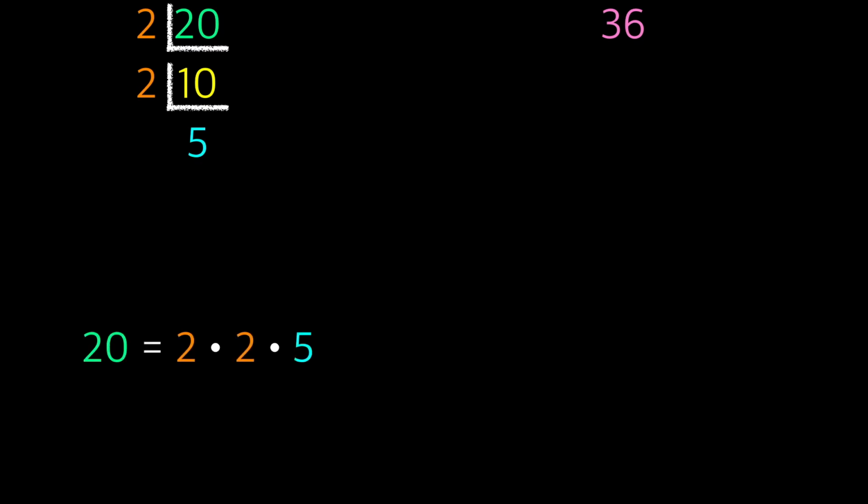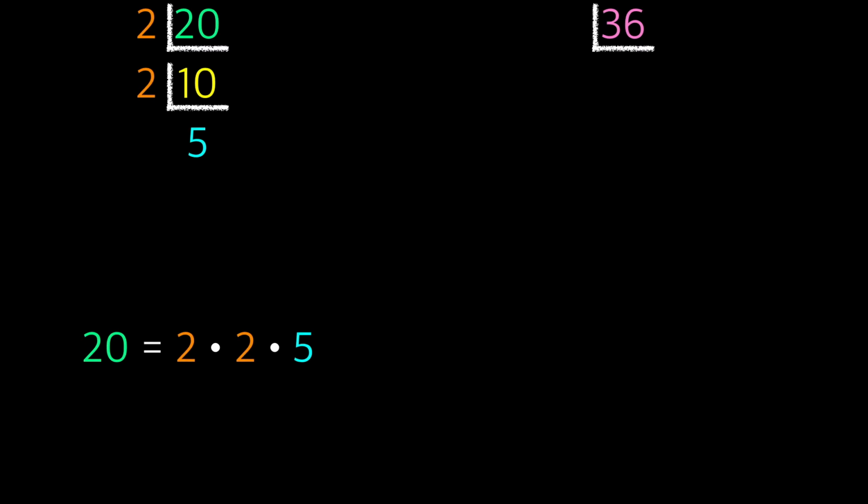So let's actually do this with 20 and 36. Again, we have to start with prime factorization, so let's start with 20. So 20 divided by 2 is 10 and 10 divided by 2 is 5, so it's finished. So basically 20 is made out of 2 times 2 times 5.